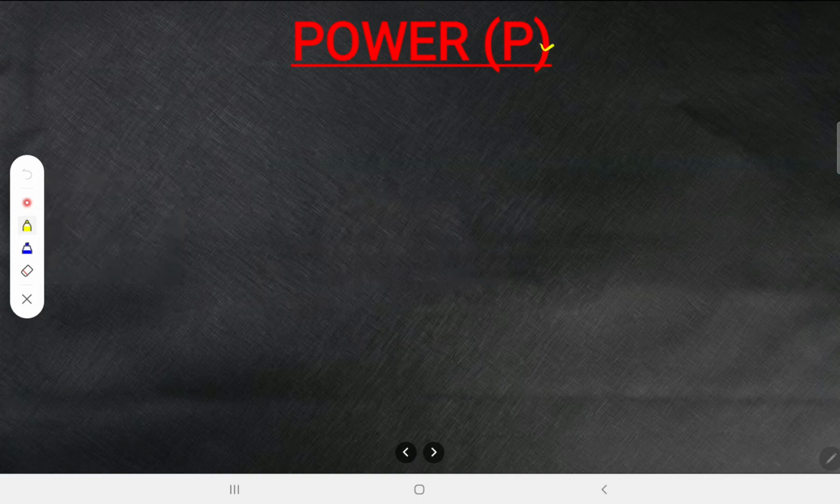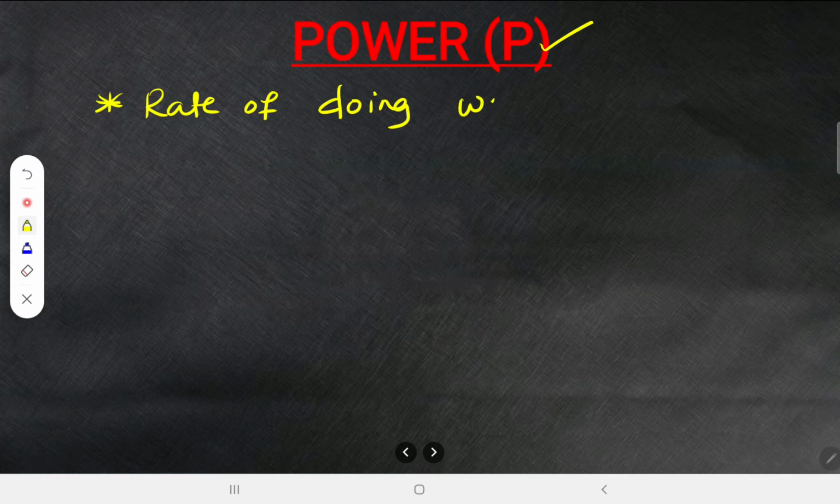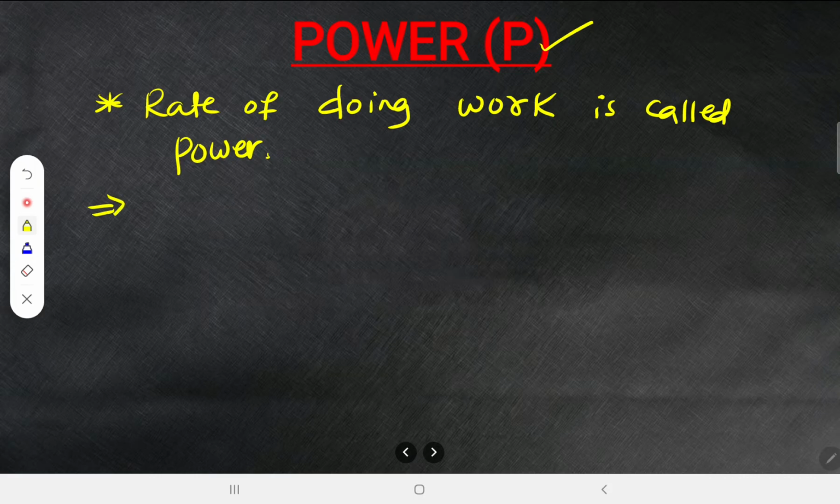All right, the symbol of power is P. What do you mean by power? The simple definition is rate of doing work. What is a simple definition? Rate of doing work. Please take out your pen and notebook and start making notes, then only it becomes worthwhile. Rate of doing work is called power.